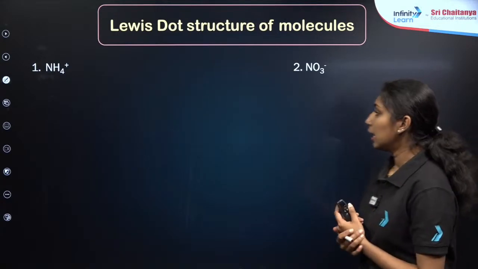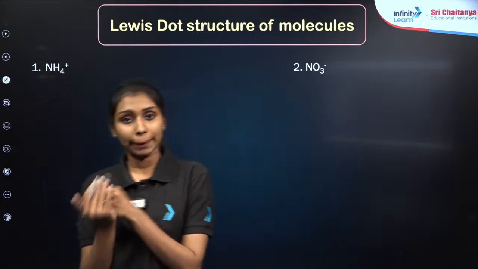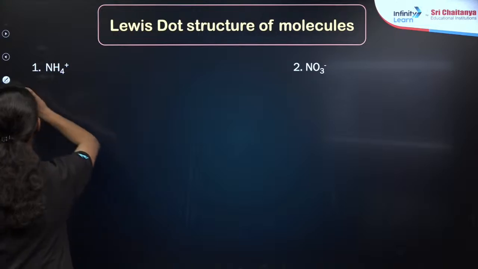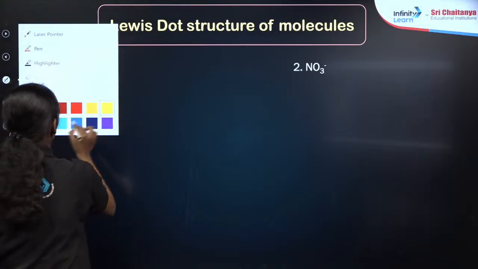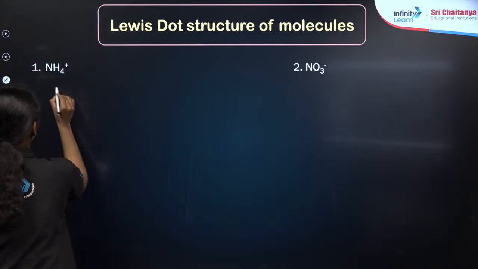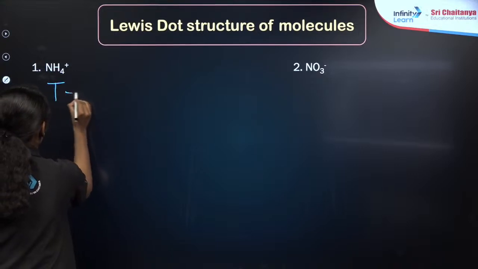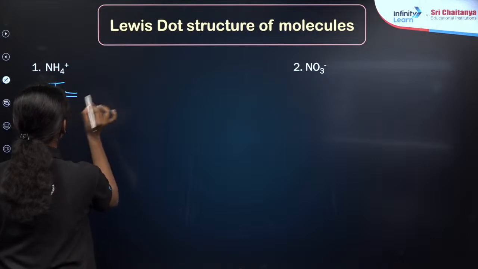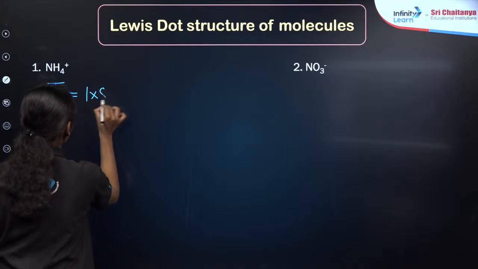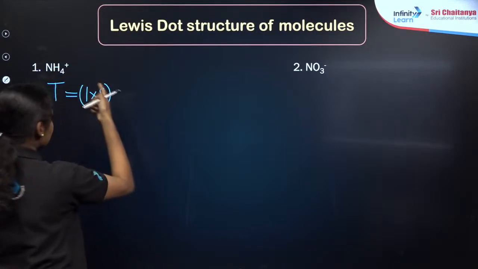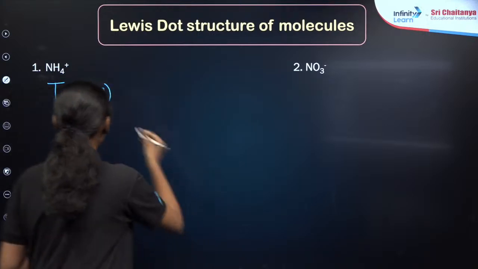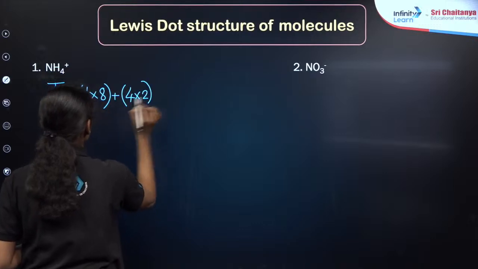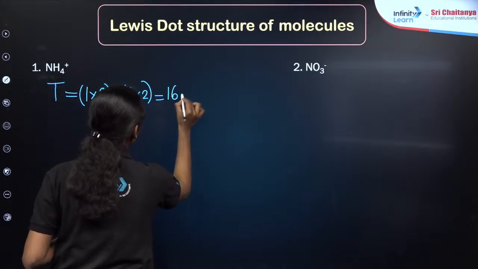Now let me move to the example which contains a cation or anion. If there is any charge, what will be the structure? Same rule you have to follow. First, you have to find out the total number of electrons by assuming duplet or octet. Here it is 1 nitrogen, right? For 1 nitrogen, I am taking 1 into 8 plus 4 hydrogen atoms having duplet, 4 into 2. How much is it? 4 into 2 is 8, plus 8, that is equal to 16 electrons.